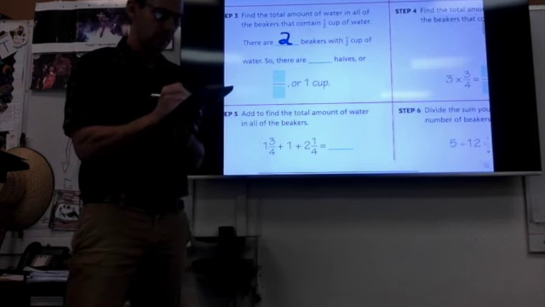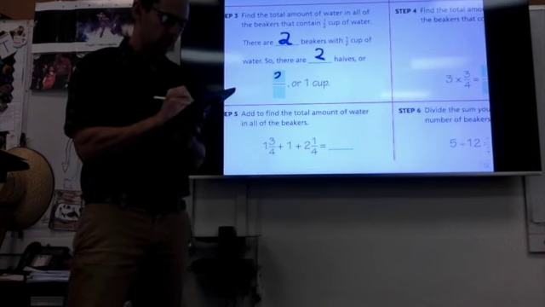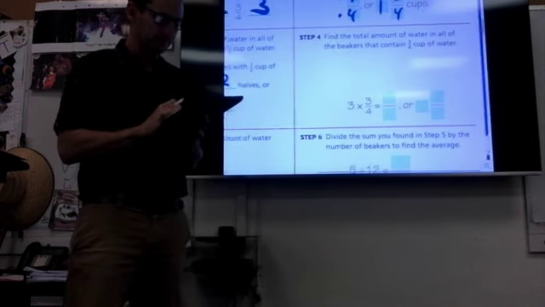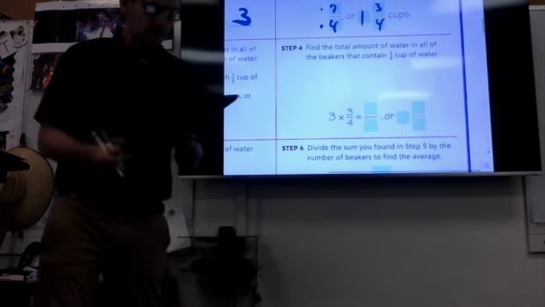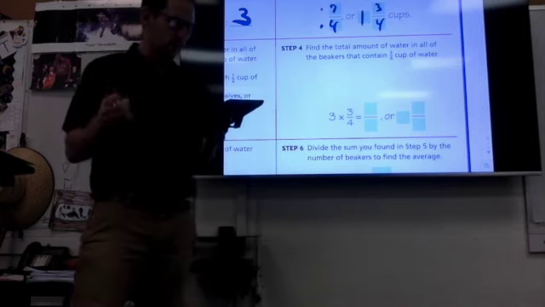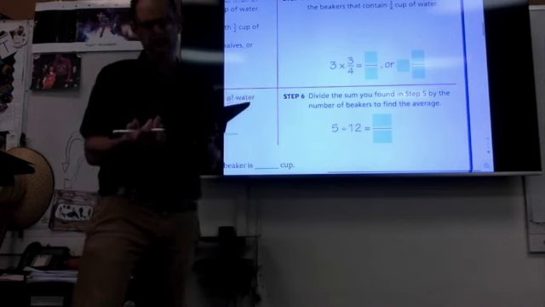Okay. So there are 2 halves, or 2/2, which equals 1 cup, 1 whole. And let's keep going here. Step 4, find the total amount of water for all the beakers that contain 3/4 a cup of water. And you can see they've already set this one up for us.